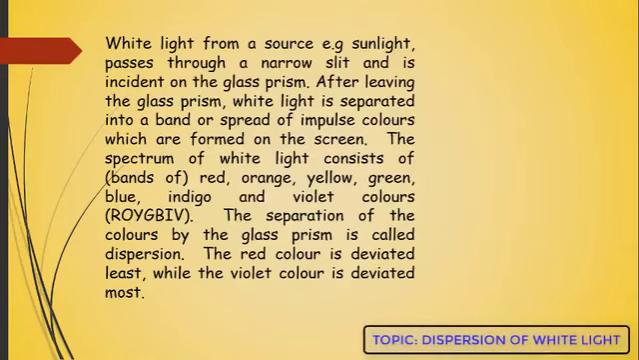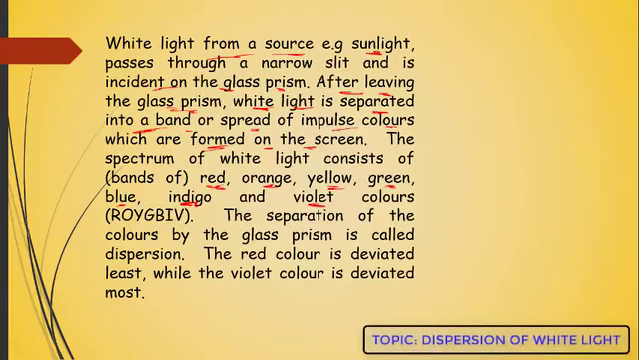Alright? Okay, so when white light passes from a source, for example sunlight, and it is incident on a glass prism, after leaving the glass prism, like we tried to explain earlier, this white light is separated into a band or a spectrum of colors, which is formed on a screen or a wall. They consist of the 7 colors of the rainbow, like we mentioned. Sorry that in this diagram there was no indigo there, but indigo is part of the colors. We have red, orange, yellow, green, blue, indigo, and violet. They are 7 in number.